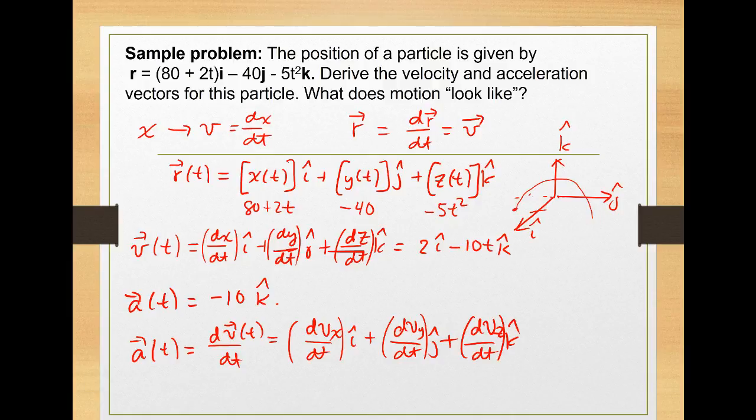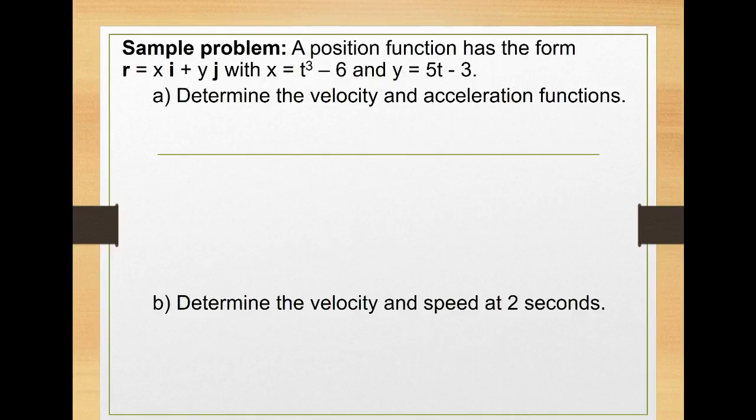Okay, so now let's look at this next example. And so we have a position function that has r equals x i hat plus y j hat with these position functions t cubed minus 6 and 5t minus 3. We want to find the velocity and acceleration functions. And so v is going to be dr/dt. So we'll just do this kind of quickly.